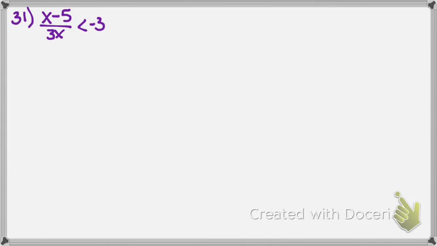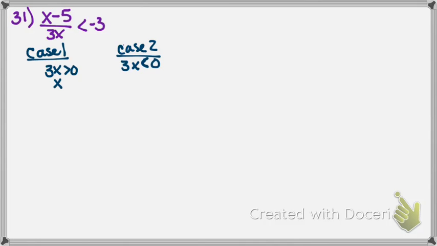Okay, number 31. Okay, in this problem, the thing that I'm going to be multiplying to the other side is the 3x. So that's the thing that I'd use to set up my two cases. So I'm going to say case 1. That's going to be the case where 3x is greater than 0. Case 2. That's going to be the case where 3x is less than 0. Because with it being an inequality, I don't really know if it's going to be negative or positive. So if I divide out the 3, x is greater than 0, or x is less than 0. That's the cases.